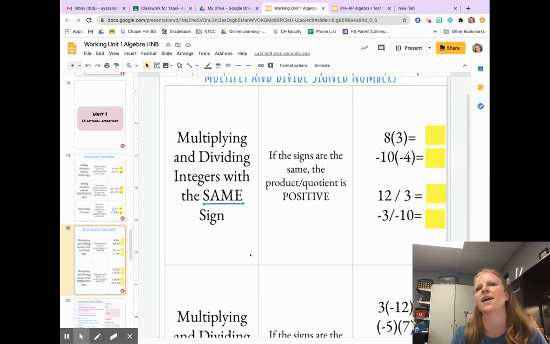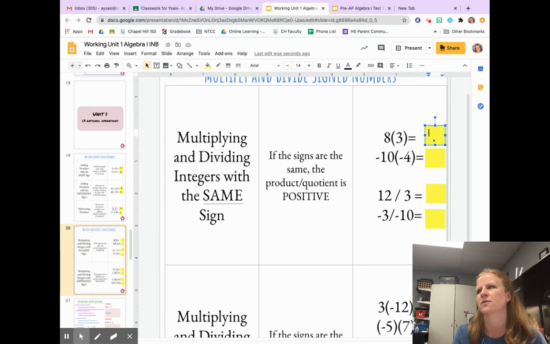Anytime they are the same sign, it says if the signs are the same, the product, which is whenever you multiply, or the quotient, which is whenever you divide, is positive. Every time. So 8 times 3, they're both positive. So we multiply 8 times 3, which is 24.